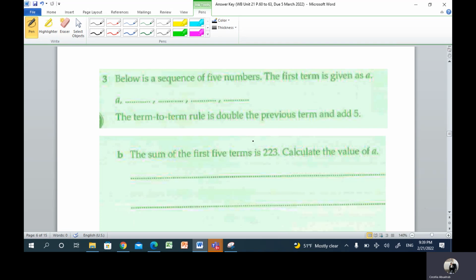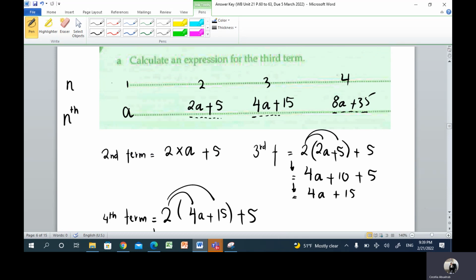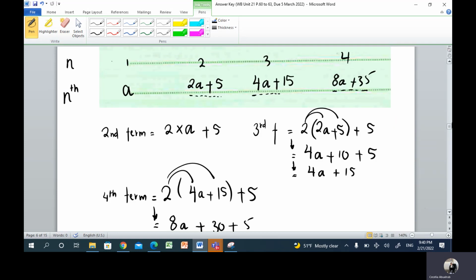Below is a sequence of 5 numbers. The first term is given as a. The term-to-term rule is double the previous term and add 5, which we did previously. The sum, which means the addition of the first 5 terms. Luckily here, we found the expression for the first term, the second term, the third, and the fourth, and we can continue with the fifth term.